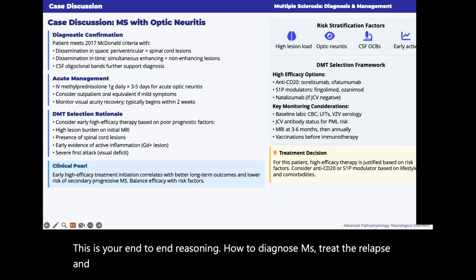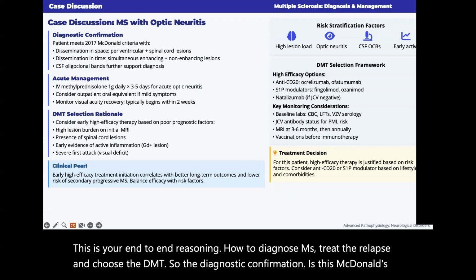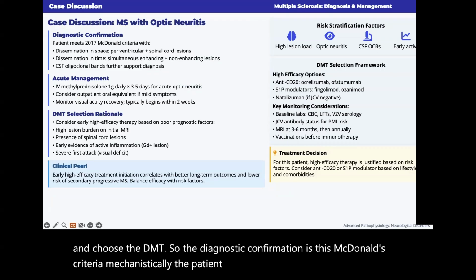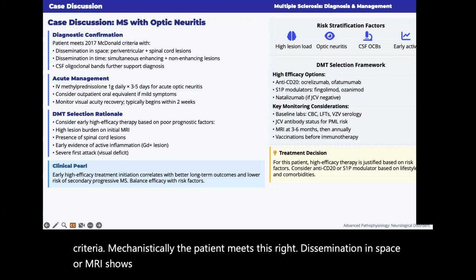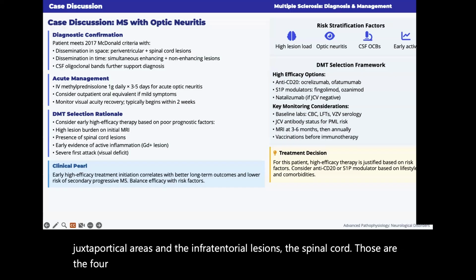So the diagnostic confirmation is this McDonald's criteria. Mechanistically, the patient meets this, right? Dissemination in space, where MRI shows a lesion in the periventricular white matter and the juxtacortical areas and the infratentorial lesions, the spinal cord. Those are the 4 distinct CNS compartments that dissemination in space requires.